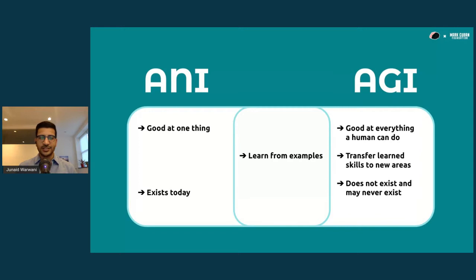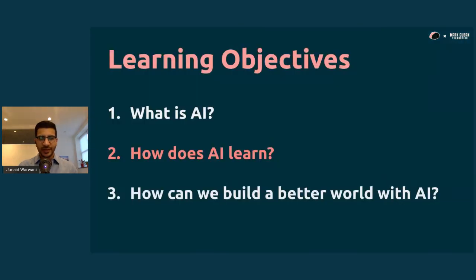There are a lot of scientists that are currently working on trying to figure out AGI and trying to build it and seeing if it is actually possible, but we don't know if it is. There are definitely a lot of smart people trying to work on this though. And with that, let's move on to our second learning objective.